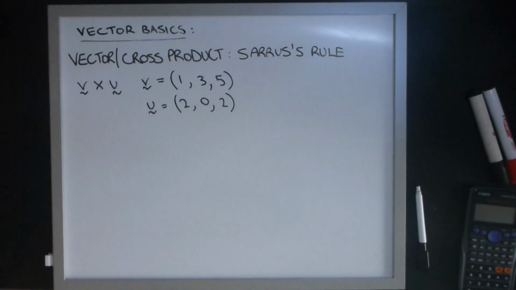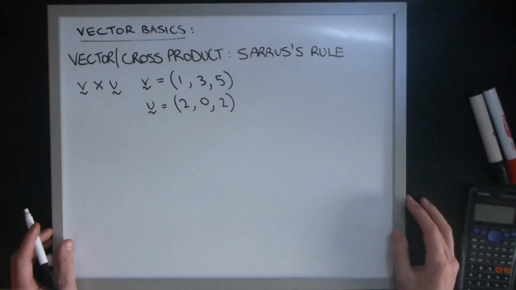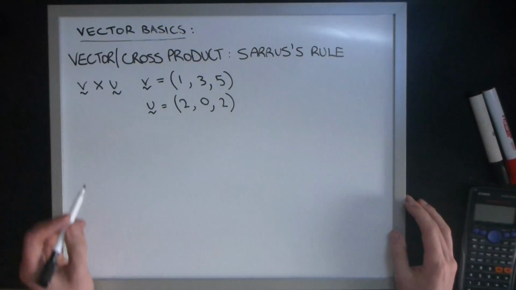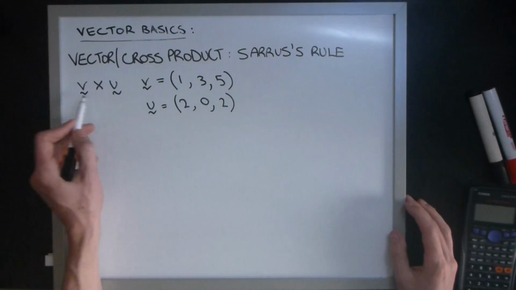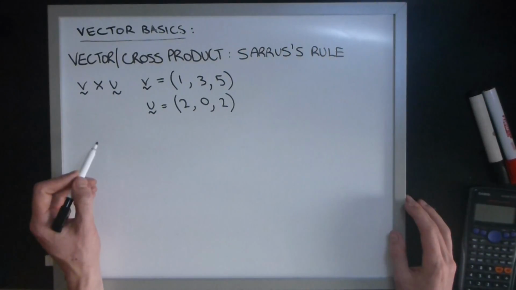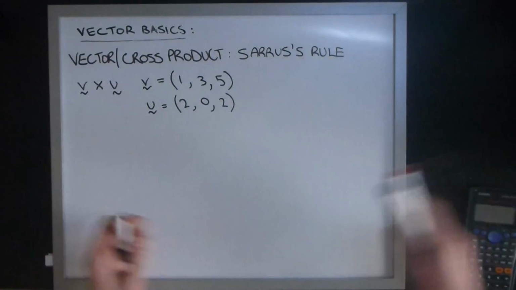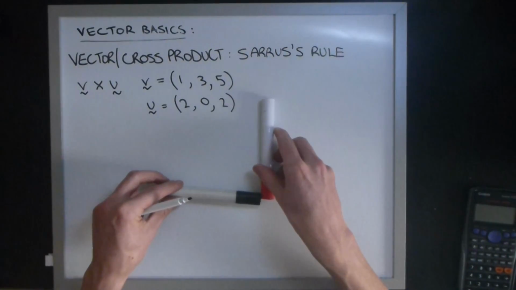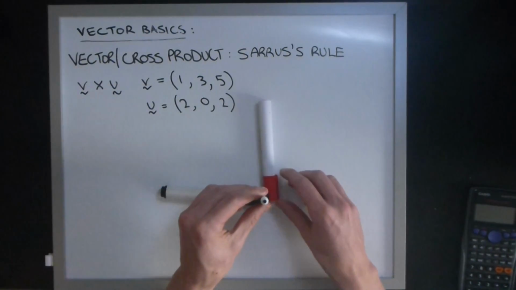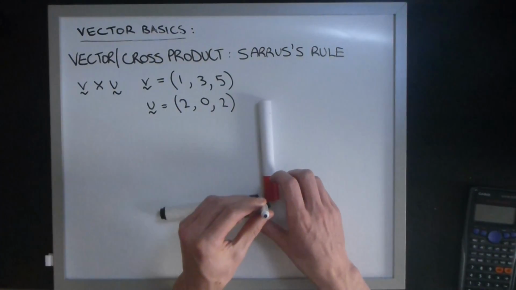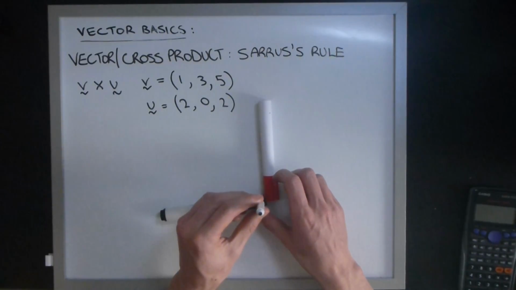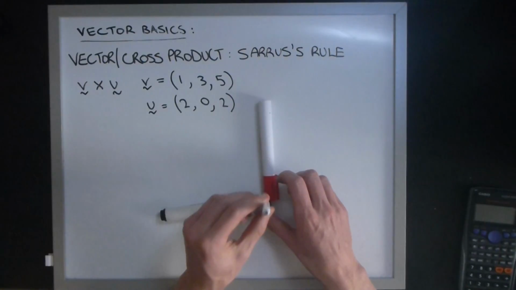Okay, this is another Vector Basics video in which I'll be covering the vector or cross product. Now, with the cross product, a cross product will provide you with a resulting vector, which, if using 3 dimensions, will give you a vector that is perpendicular to your 2 original vectors.